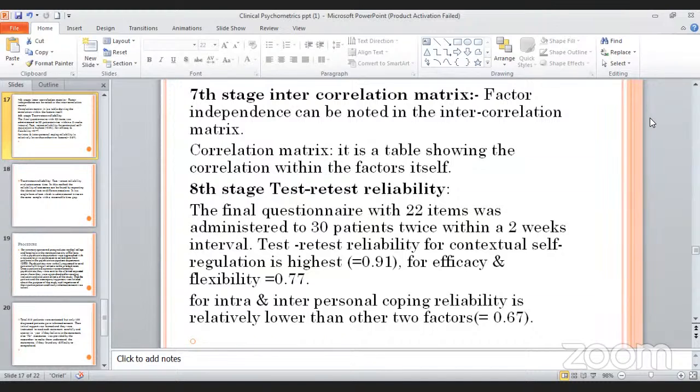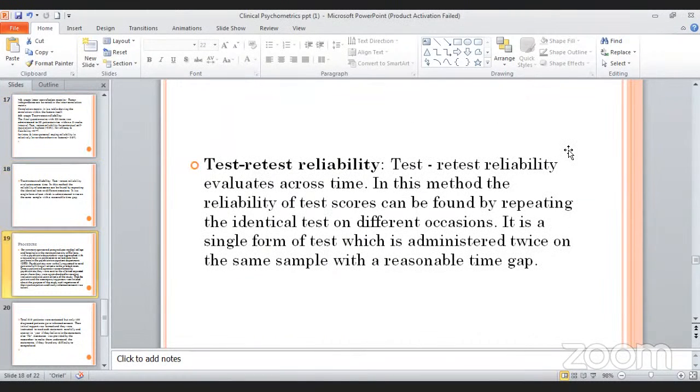And the 8th stage is the test retest reliability. That is also very common to you. The final questionnaire with 22 items was administered to 30 patients twice within a 2 weeks interval. Test retest reliability for contextual self-regulation is highest, that is 0.91. For efficacy and flexibility, that is 0.77. And for intra and interpersonal coping, that is 0.67.